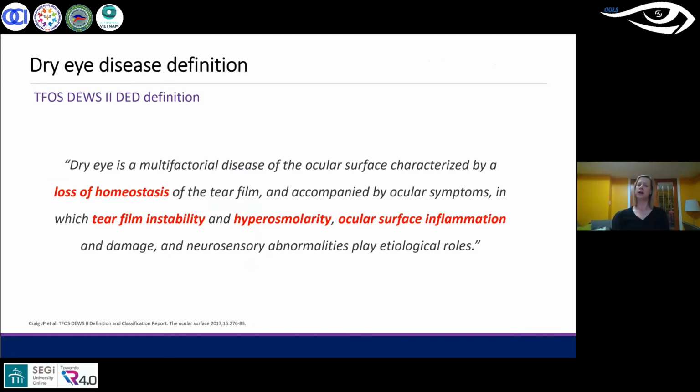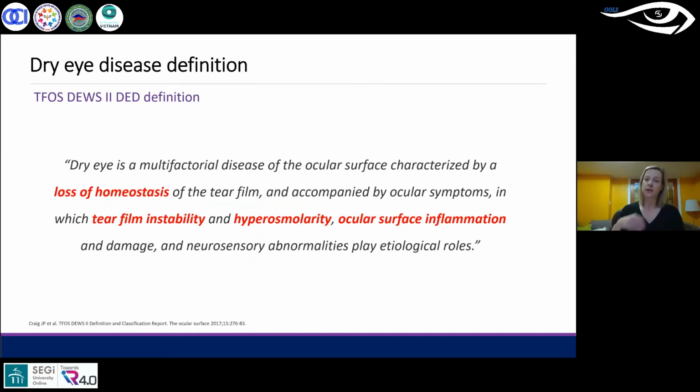And when we look at dry eye disease, and I'm sure many of you will have seen the TFOS definition from 3-4 years ago now, it's describing here for dry eye disease a loss of balance of the tear film, that homeostasis, leading to that instability in the tear film I just described. That in turn raises the osmolarity of the tear film, which sets off that inflammatory response as well. And we get some neurosensory abnormalities as well. So these two really feed into each other.